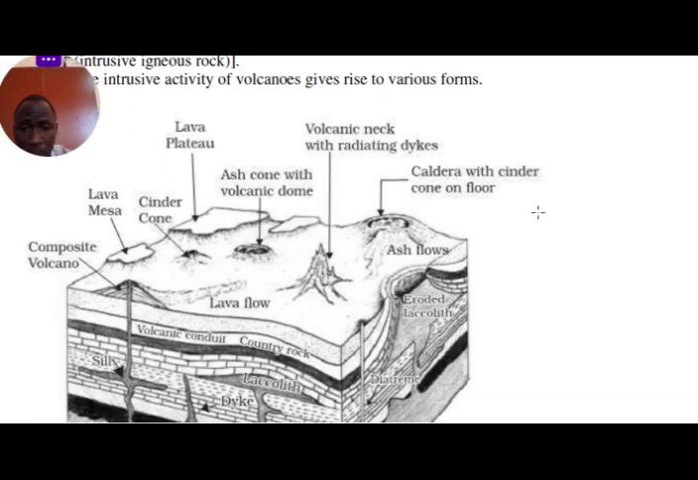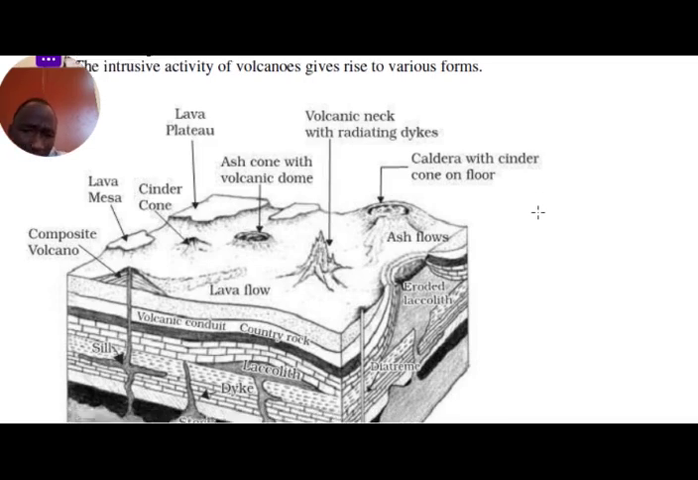When we go on, we are going to be seeing different features there, the extrusive and also the intrusive. The first diagrams show the lava plateau, cinder cones, lava mesas, composite cones. Look at the volcanic neck. When you see the volcanic neck, it is extruded to the Earth's surface. Talk about the caldera with cylindrical cones on the floor. Those are some of the things. Then talk about the ashes, which are also things that we can give consideration.